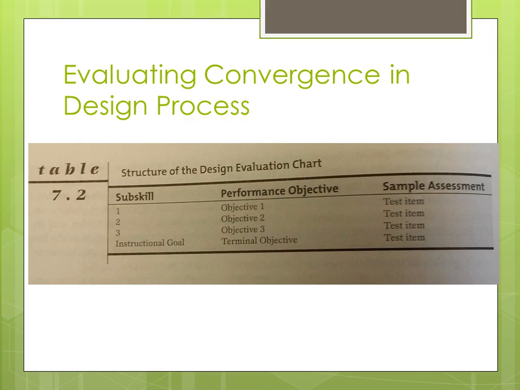All right, so when you're evaluating convergence in the design process, I guess you need to ask yourself if the products you're creating are consistent with the step-by-step process that you've already put together. Let's just say you've got the goals analyzed, you've got the subordinate skills identified, you've got the learner and context analyzed, the objectives written, and the assessments developed. Does your assessment match this?